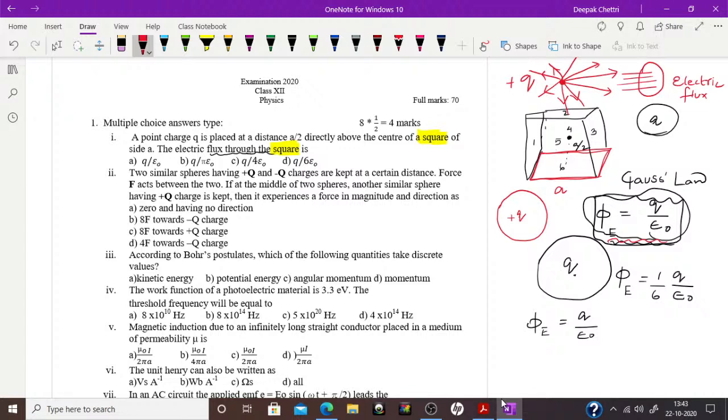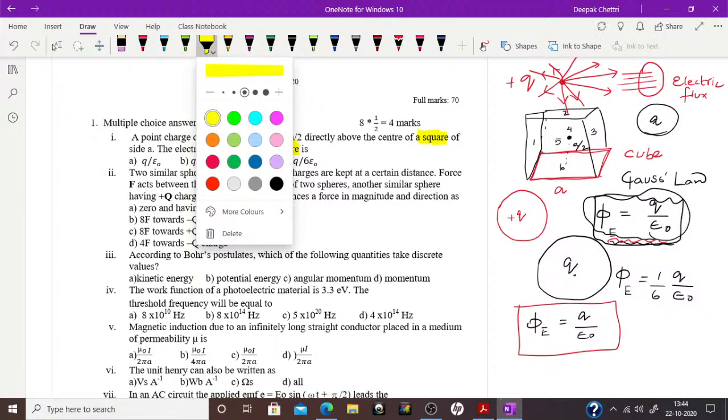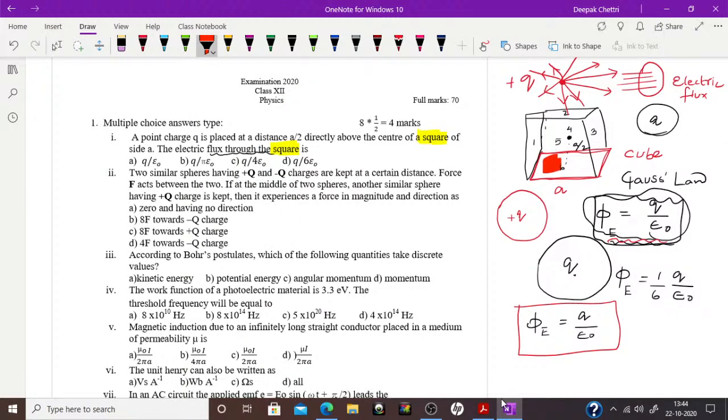But here there is no closed surface, so what we did, we created the closed surface by making other such squares and forming a cube, right? So now we can apply Gauss's law here also, and it is the same formula. But we want to find the electric flux only through this square, this area, because that's what they are asking in the question.